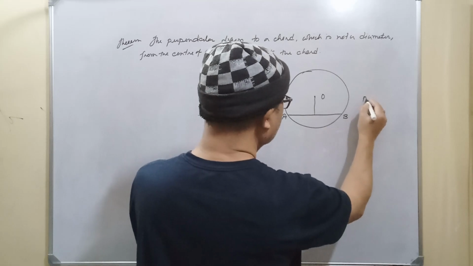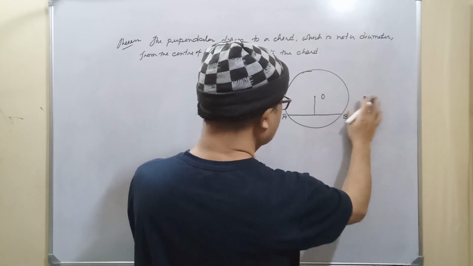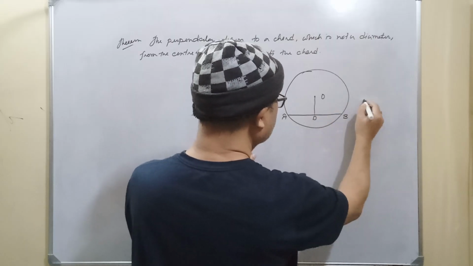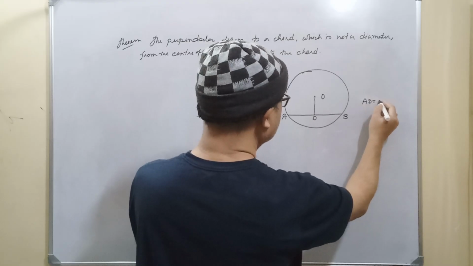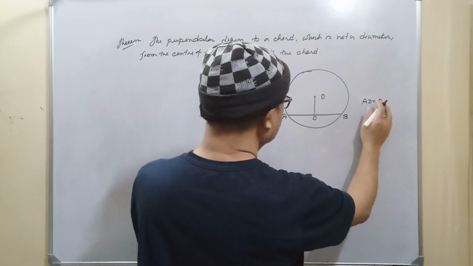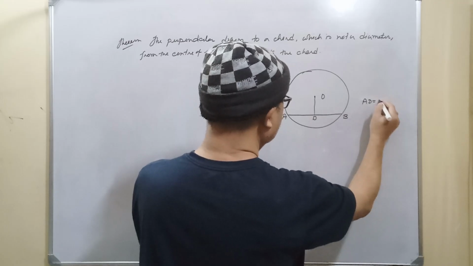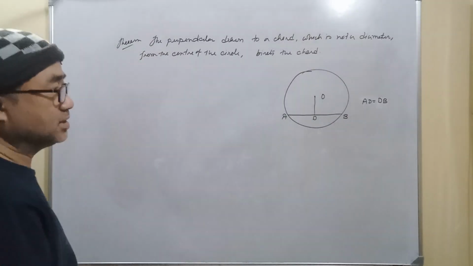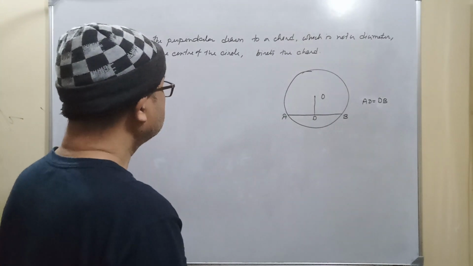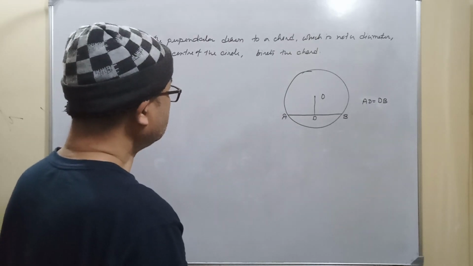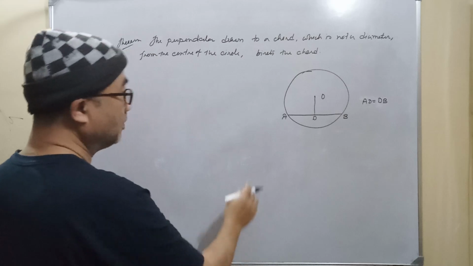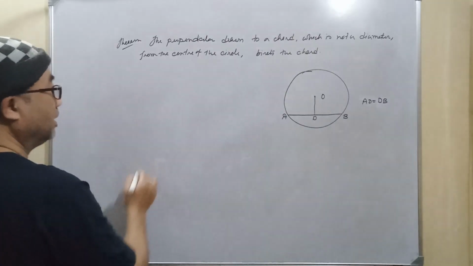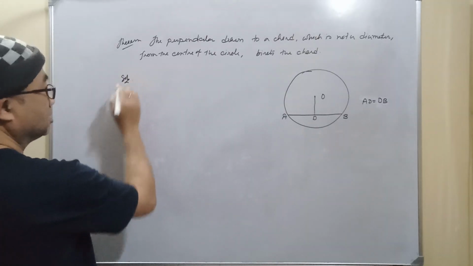That means, suppose it lands at D, then AD is equal to DB. Okay, this is what we have to prove. So we have this circle and OD is perpendicular on AB. So let us get the solution here.